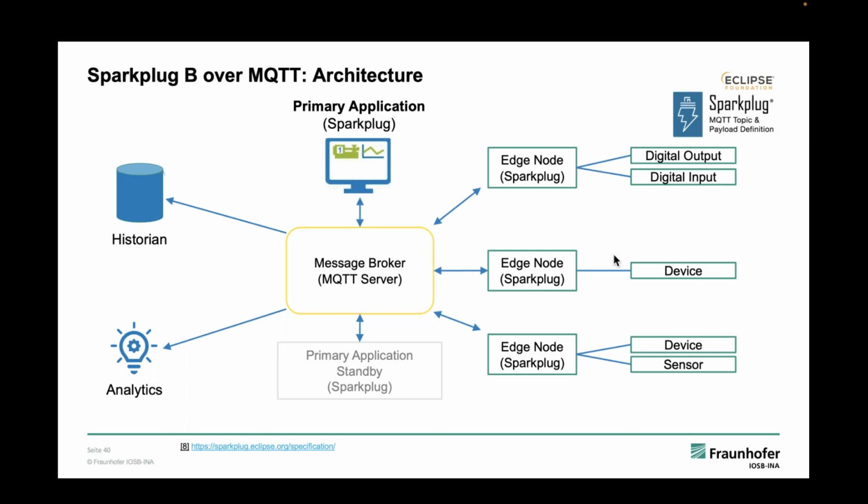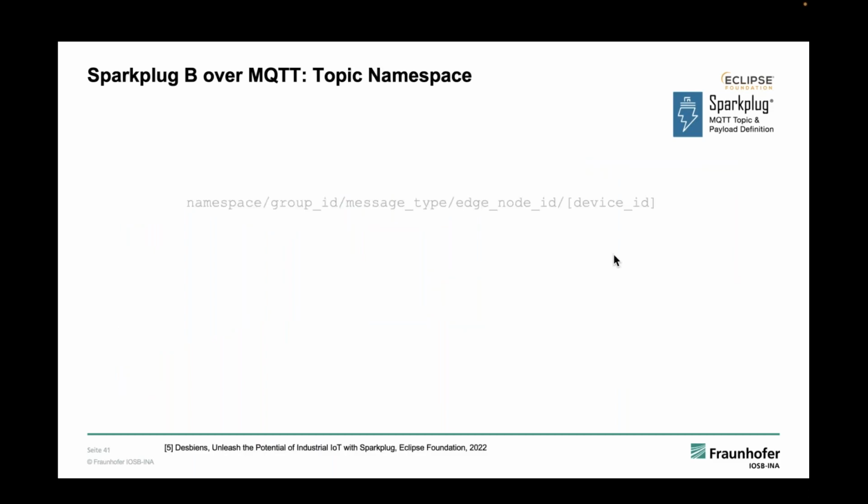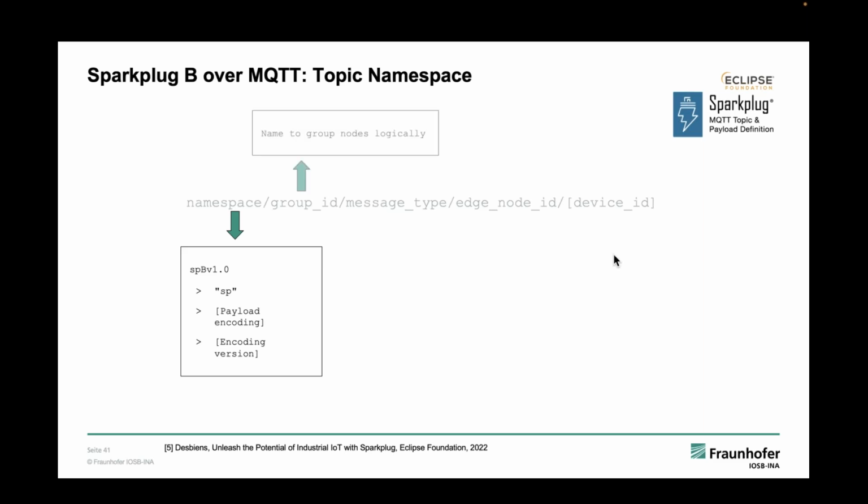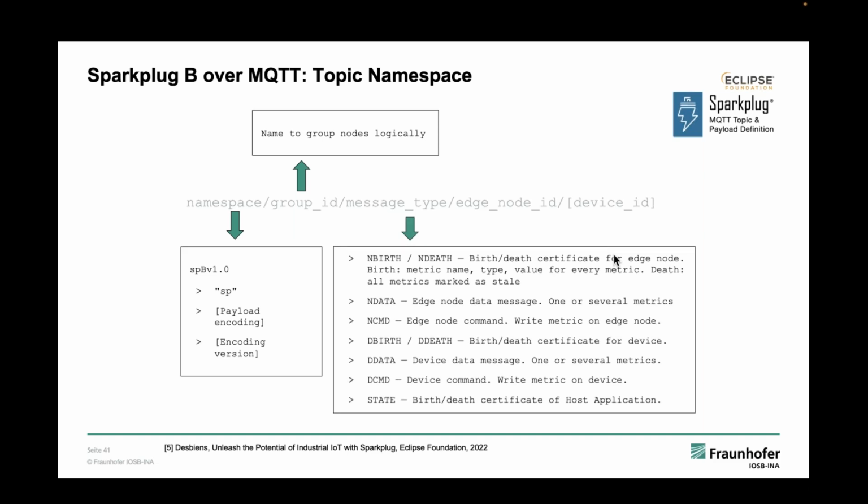So you cannot subscribe to just certain tags of a device that's connected to such an edge node. So let's look at the topic namespace that Sparkplug-B defines just real quickly. It looks like this. We have a namespace, which is always, in the current version, SPB version 1.0. Then we have a group ID to group our nodes logically. We have different message types, for instance, birth and death certificates. What that is, we will see on the next slide.